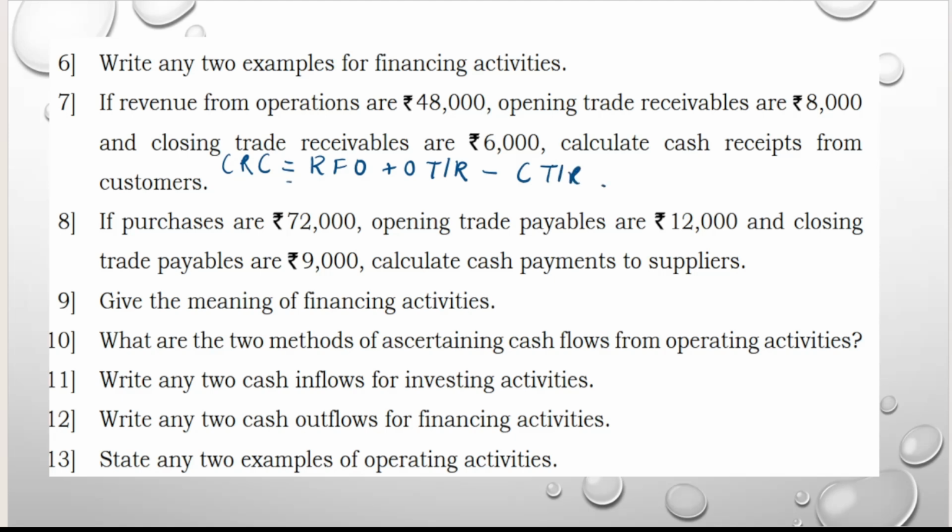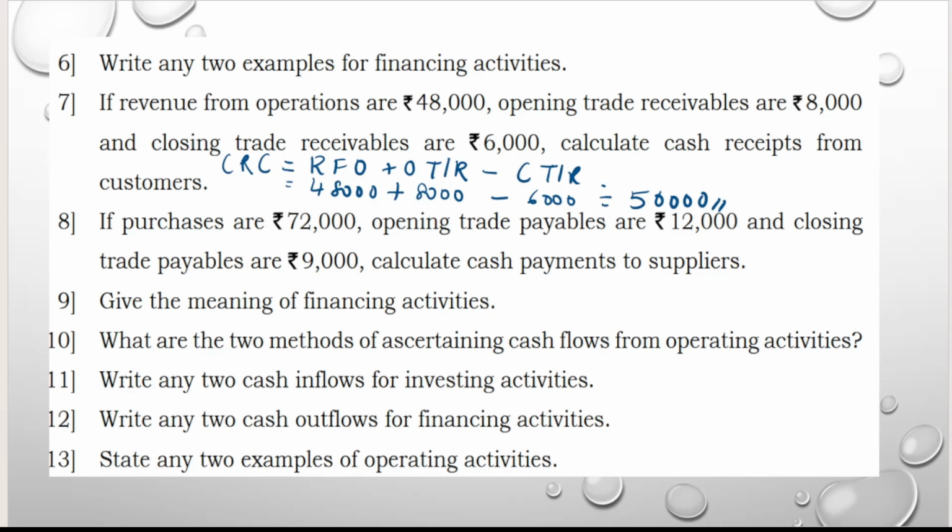Okay. Revenue from operation is how much? 48,000 plus opening trade receivables is 8,000 minus closing trade receivables is 6,000. 48,000 plus 8,000 is 56,000, 56,000 minus 6,000 is 50,000. So the answer is 50,000. Okay, keep this formula in your mind. Cash receipts from customers equals revenue from operation plus opening trade receivables minus closing trade receivables.